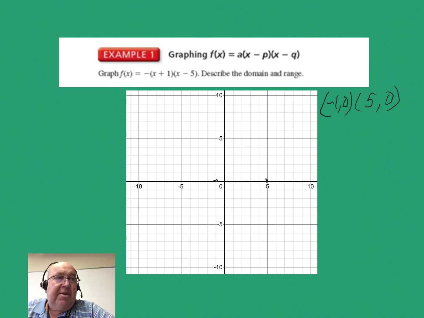So what I need to do is find the x value of the vertex. So I'm going to go -1 plus 5 and divide that by 2. So -1 plus 5 is 4, divided by 2 is 2. So the x value of our vertex, or our axis of symmetry, is where x equals 2.